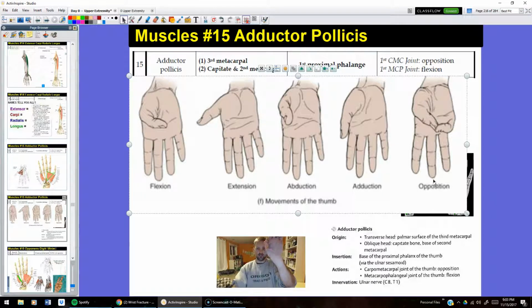There's also abduction. As I'm going towards the camera, you're abducting towards the camera. Adding it back to my palm here, adduction. And then there's opposition, which is what we usually think of with the pinky and the thumb. Opposable thumb means that the thumb is able to basically touch the pinky and squeeze things that way diagonally. So again, flexion, extension, abduction, adduction, and then kind of diagonally opposition are the motions of the thumb.